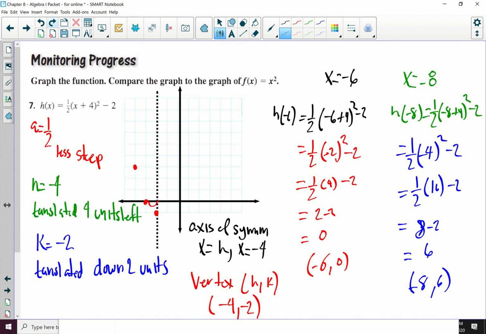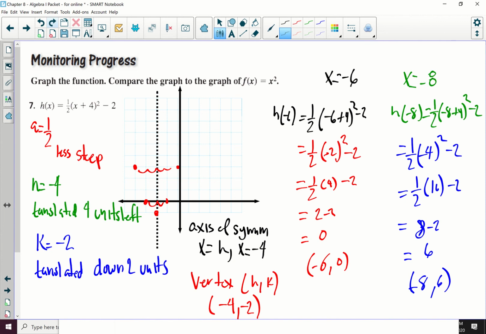And let's continue. The first point, (-6, 0), is 1 unit to the left of the axis of symmetry. So when we plot the next one, it'll be 1 unit to the right of that axis of symmetry. There's another 0. So this one crosses the x-axis in 2 different places. It has 2 zeros. Our next point, (-8, 6), is 2 units to the left of that axis of symmetry. So when we graph the other point, it's going to be 2 units to the right of that axis of symmetry. And you want to make sure that when you graph your parabola, it's a smooth curve through these 5 points.